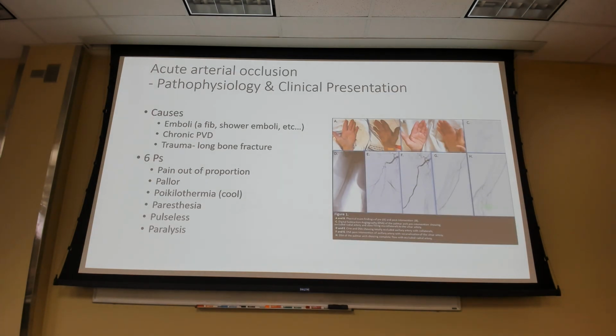All right, and let's talk about acute arterial occlusion. So this is most commonly from emboli. It can be from chronic peripheral vascular disease, and obviously trauma, which is probably the most common cause. So this is where we're going to have our 6 Ps: pain, pallor, poikilothermia, paresthesia, pulseless, paralysis, and that's kind of worsening order there.